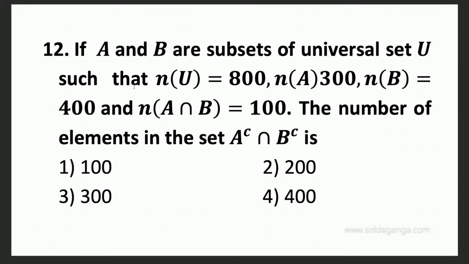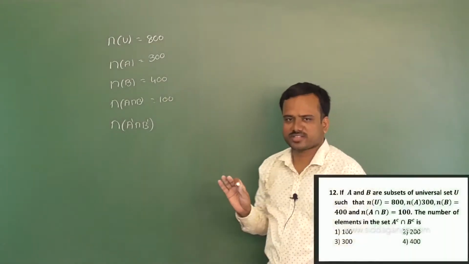A and B are subsets of the universal set U. He has given N of U, which is 800. N of A is 300. N of B is 400. N of A intersection B is 100. What he asked is the number of elements in the set N of A dash intersection B dash. This is the question.